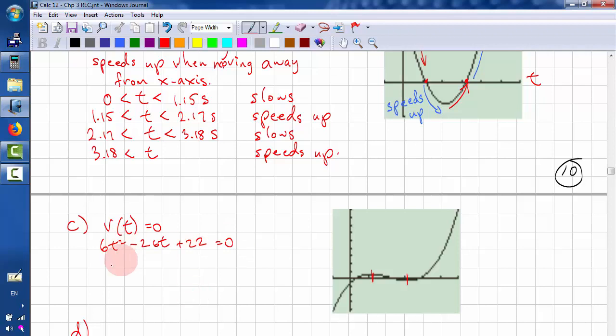This actually doesn't factor. We can reduce it. 3t squared minus 13t plus 11 equals 0. So it changes direction at 1.15 seconds and 3.18 seconds.